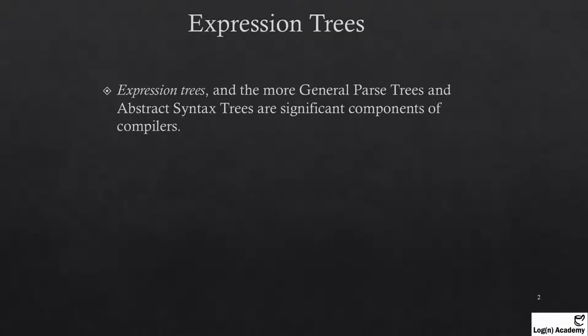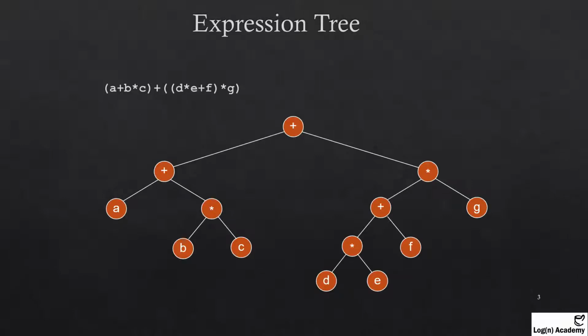We have expression trees. Expression trees also use binary trees for representing the expression. Expression trees and the more general parse trees and abstract syntax trees are significant components of compilers. So binary trees are used by compilers for parsing the expression. As you can see here, we have an expression. I will not go into the details of this expression and how this tree is formed because my focus of this lecture is on Huffman encoding.